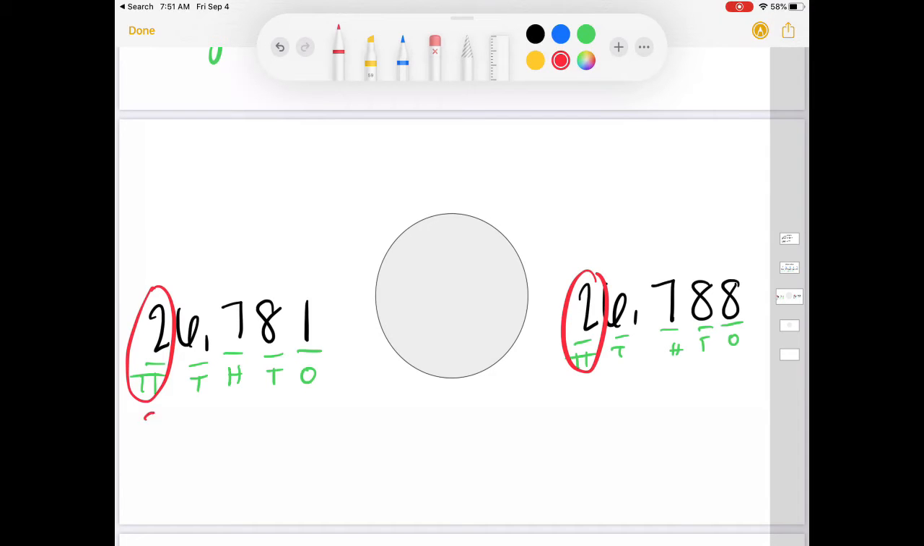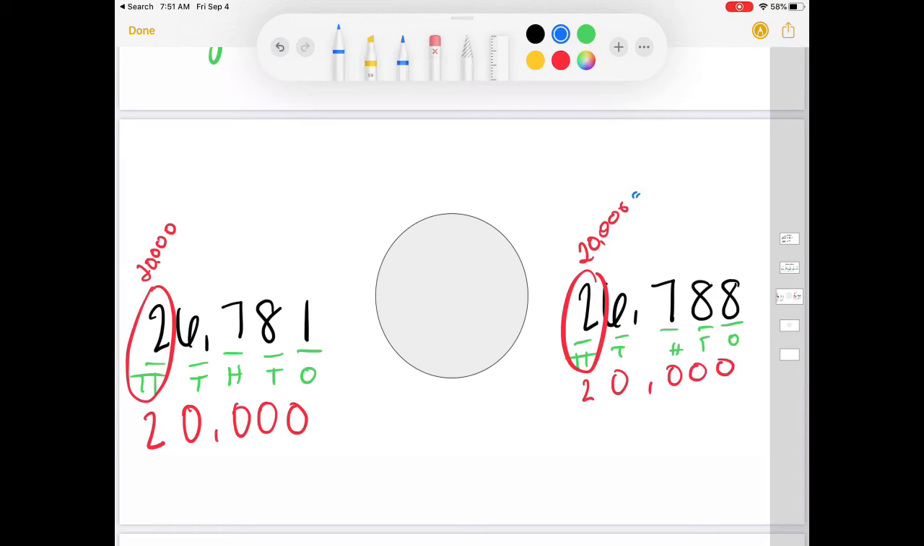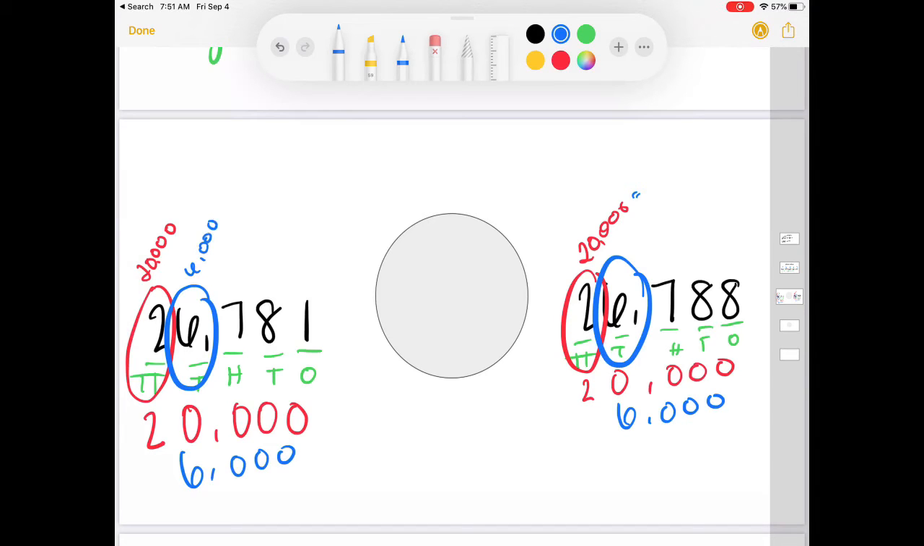Instead of writing these numbers, I bring them down as 0. So instead of writing 6, I write a 0. So that number is worth 20,000. Same thing over here. That one's worth 20,000. All right, they are the same number. They are equal. So I need to move on to my thousands. I have a 6 and a 6. Well, 6,000, 6,000. Since they're both equal, I need to move on.